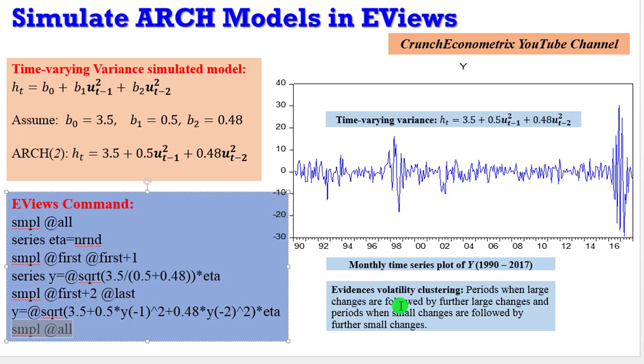It's a monthly time series plot. It also evidences volatility clustering. You can see periods of small changes followed by periods of small changes and periods of large changes followed by further large changes. You can see here wild periods. These are calm periods and these are wild periods. So this is the time varying variance which shows volatility clustering. So you can give any figure just to play around with the figures and see what you come up with.